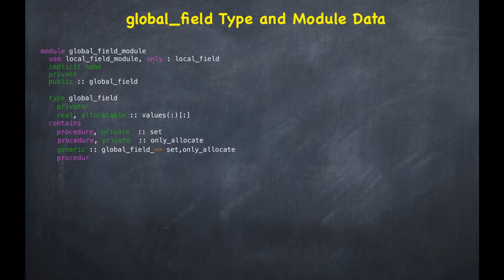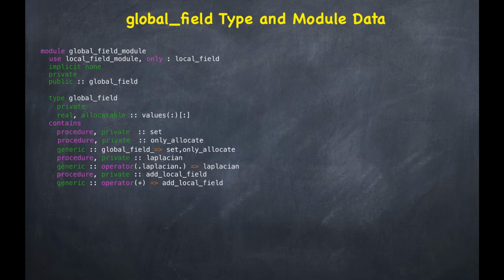Next, we define two public generic operators through which we invoke two private type-bound procedures to accomplish the operations. Then we define our assignment that takes the final right-hand side expression result as a local field and assigns it to the left-hand side global field. Finally, we define a public type-bound procedure that will return the global field state, that being the private component values.